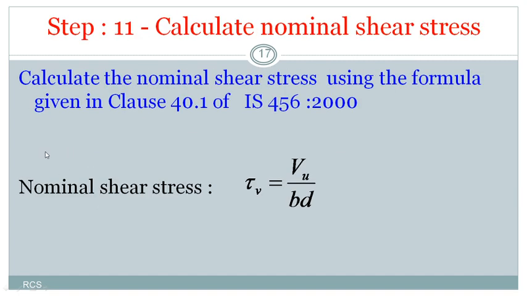Then we have to calculate the nominal shear stress according to the code IS 456:2000, clause number 40.1. So tau v can be calculated by Vux by bd. We have already calculated Vux. b equal to 1 meter width of the slab and d equal to the effective depth of the slab. If we substitute those values, we will get tau v.